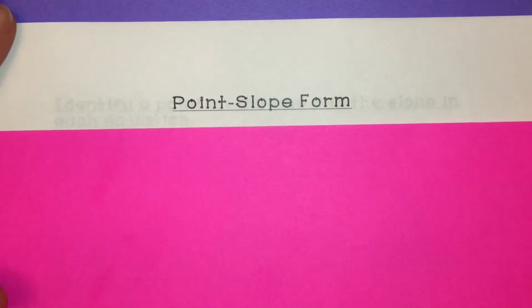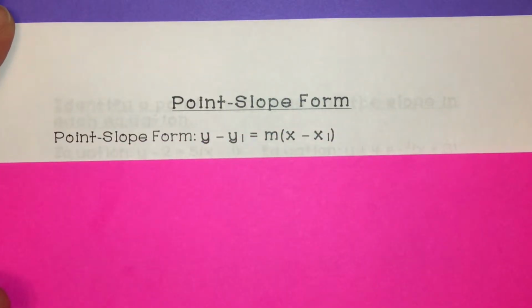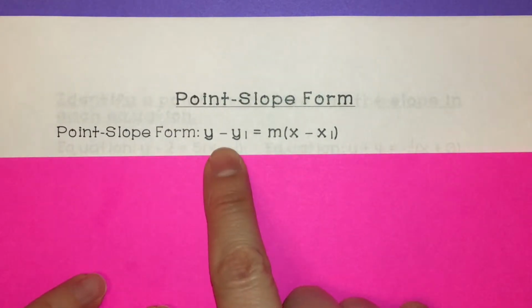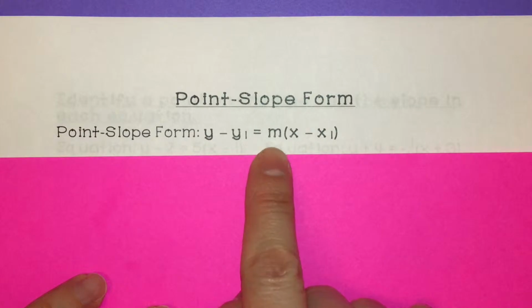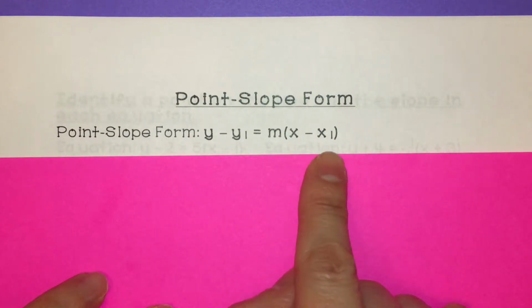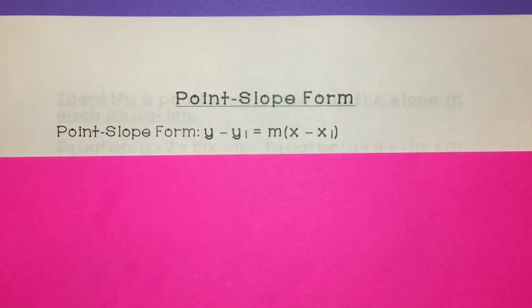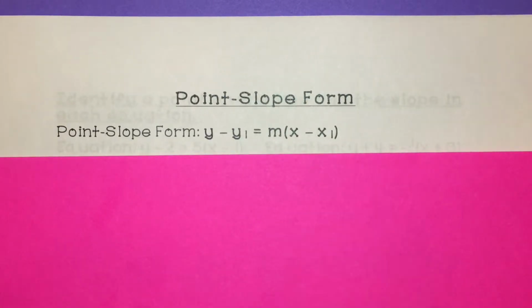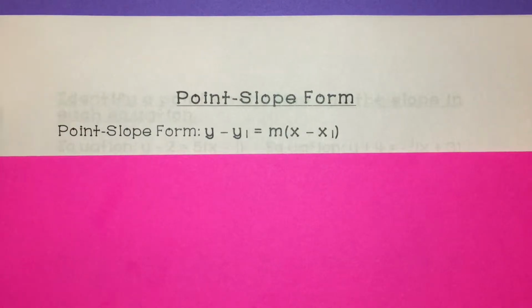This video is on point slope form. So this form, it has its own way of setting it up. It's y minus y sub 1 equals m times x minus x sub 1. So x and y are always going to be your variables that are in this equation. You're going to leave them as variables even when you rewrite it. The y sub 1, m, and x sub 1 are all going to be replaced with numbers.